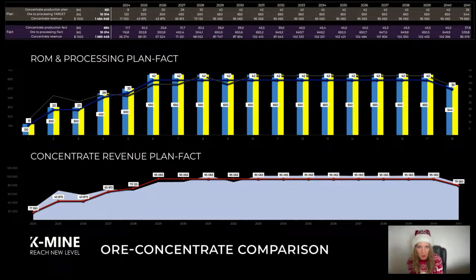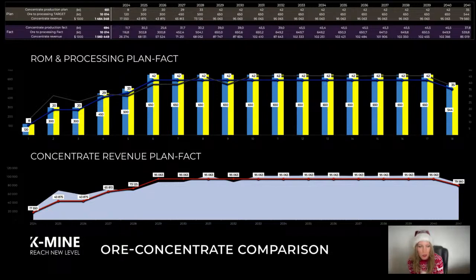Now, turning to the graph below, it illustrates the planned versus the actual profit figures for each period. And the overarching conclusion we can draw is that in almost all periods, the cash flow is likely to exceed our projections, probably because the average ore content was higher than we initially anticipated.